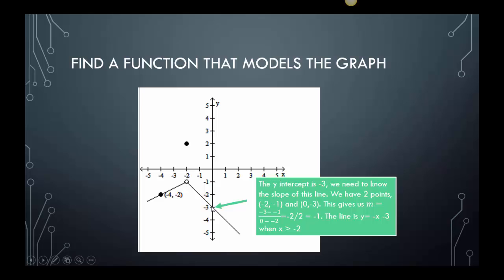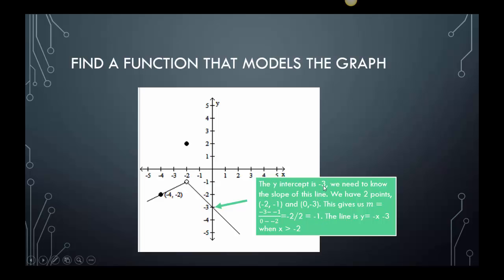So remember how you do y2 minus y1 over x2 minus x1? That's what I did here. I did -3 minus -1. I did 0 minus -2. Remember, negative becomes positive, so this is really -3 plus 1, which is -2. This is 0 minus -2, which is really just 0 plus 2, so that's 2. -2 over 2 gives me -1. So I have a slope of -1.